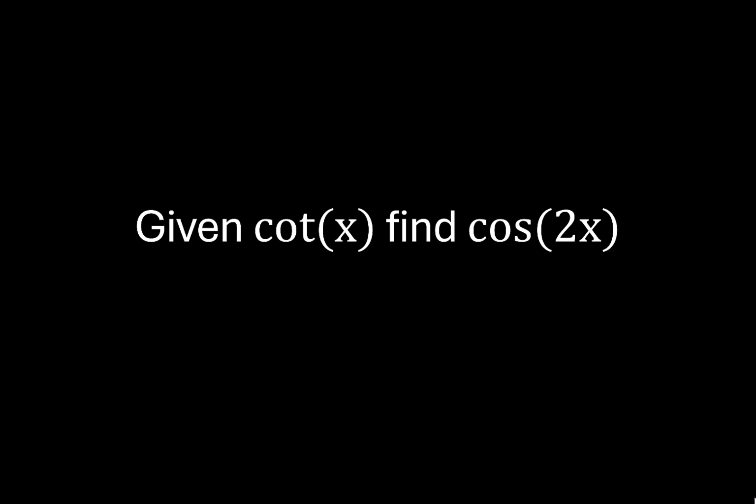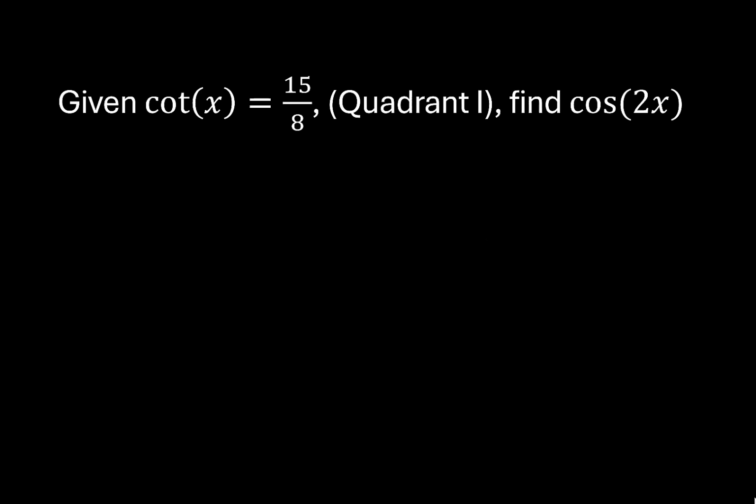Hi everybody, today we're doing an example where we're given the cotangent of x and we're going to use it to find the cosine of 2x. In our example, we're given that the cotangent of x is 15 over 8 and it's located in quadrant 1. We're going to find cosine of 2x.